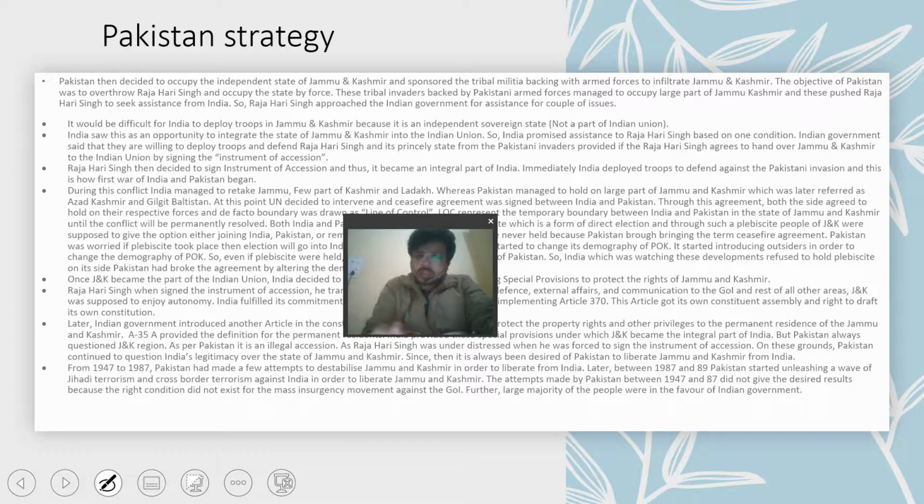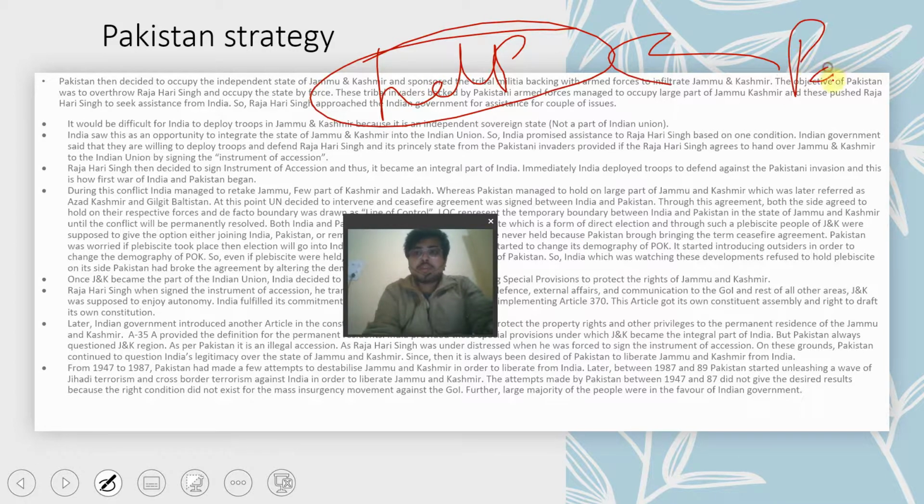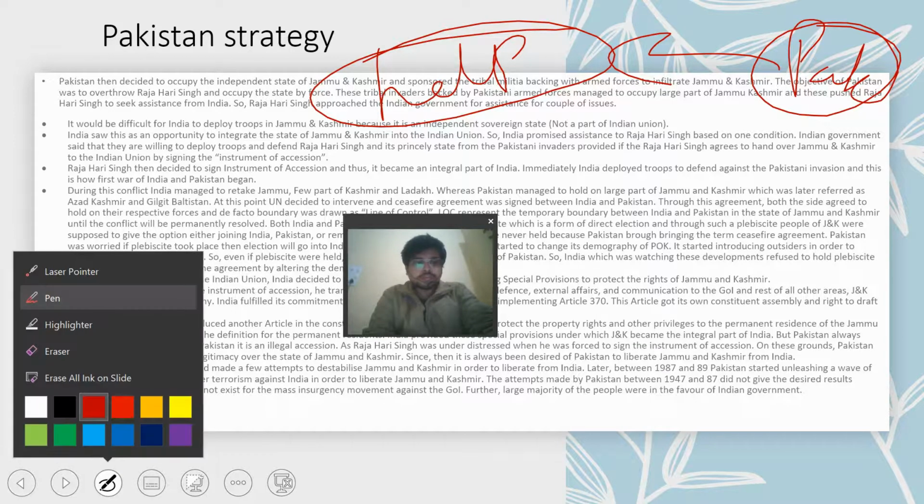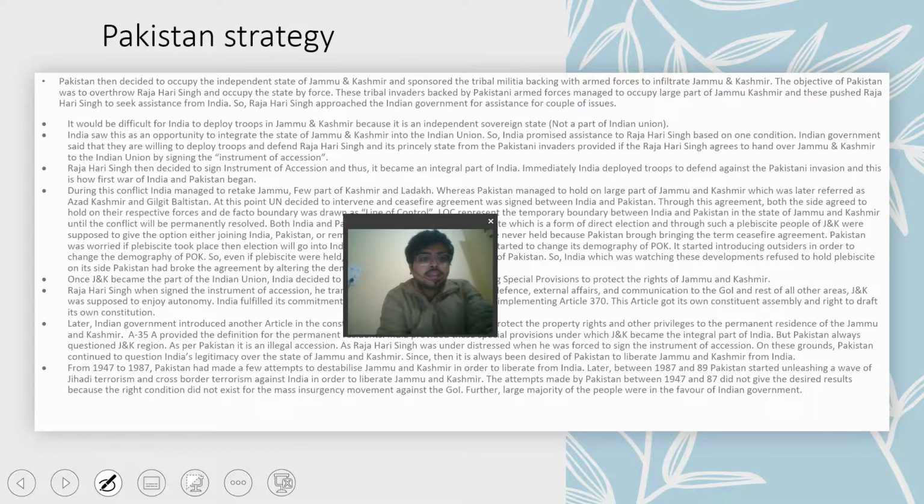So India saw this as an opportunity. Yes, Raja Hari Singh is coming to me for help, to save him from Pakistan. India said that if he wants our help, he has to agree to certain terms and conditions. What are the terms and conditions? We will see. So India saw this as an opportunity to integrate Jammu and Kashmir into the Indian Union.